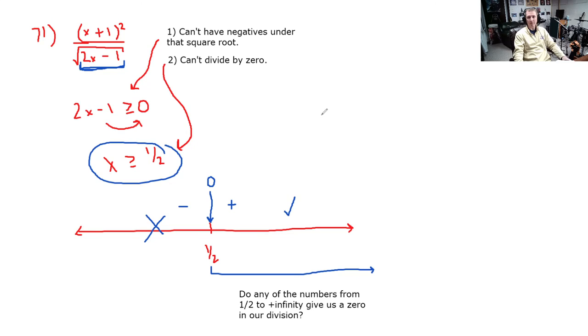So we know our domain. We can't plug in anything to the left of 1/2. That gives us negatives under the radical sign. And we can't plug in 1/2, because that gives us zero in our division problem. Anything to the right of 1/2 is okay. So as a graph, we'd have an open circle at 1/2 and an arrow to the right. As an interval, we'd have an open parenthesis at 1/2, positive infinity with an open parenthesis. So x is somewhere in one of these guys. Okay? So that's it. You found the domain.